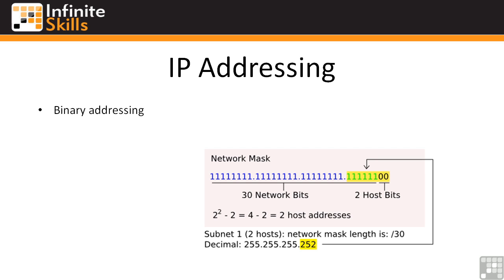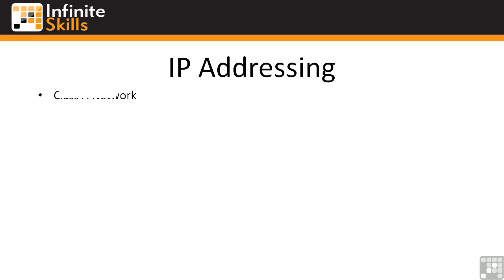So we're picking up with our discussion of IP addressing. We've just talked about binary addressing. Now we're going to move on into the network classes. The first class of network we're going to talk about is a Class A network. And a Class A network is a very, very large network.